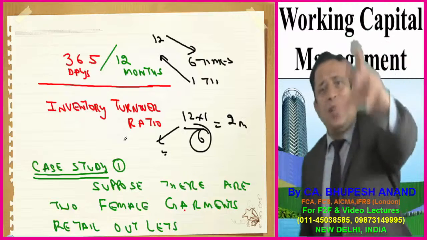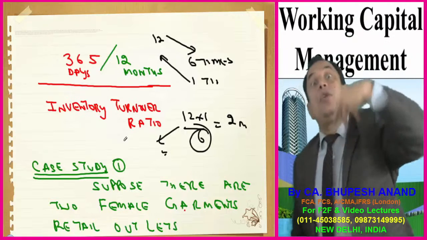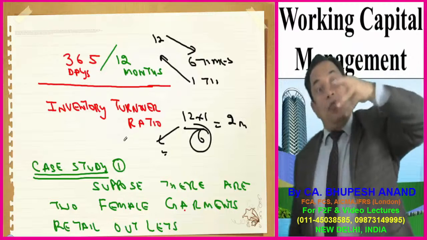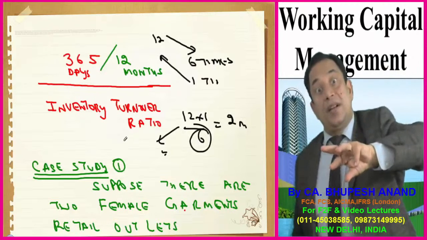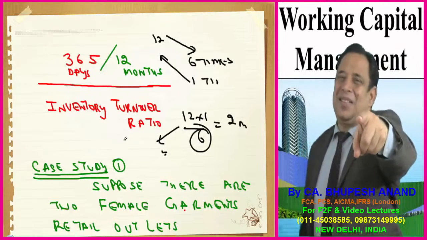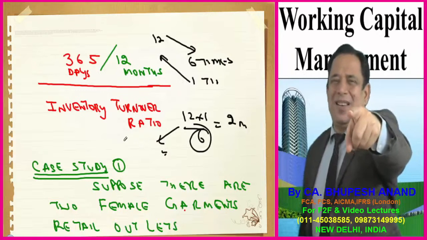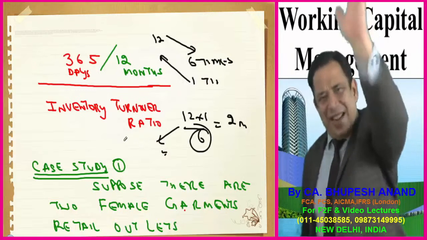Now the point is how we have calculated cost of goods sold in the numerator and how we have calculated average inventory in the denominator. I want to tell you, please listen to me. Please sit properly. Please don't sit lean, sit straight.